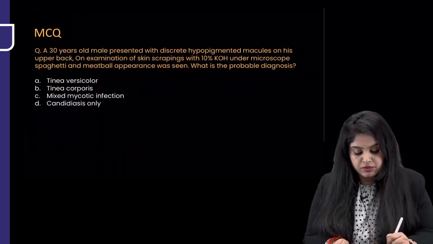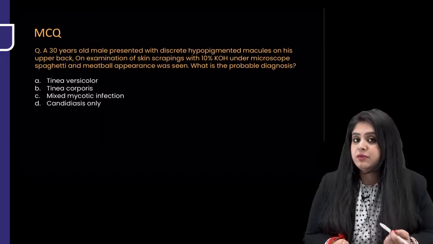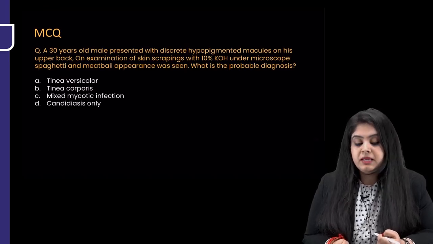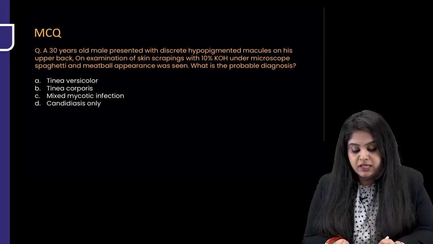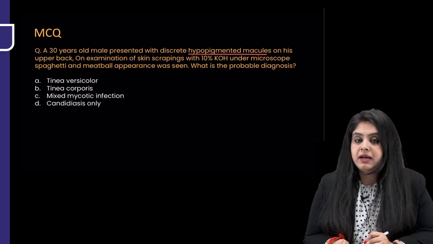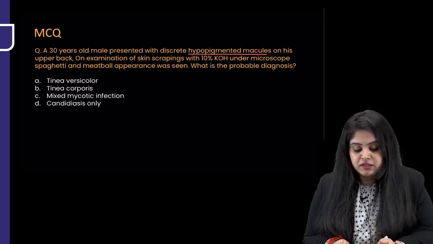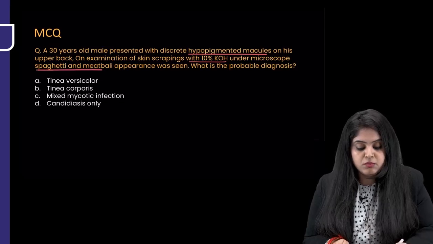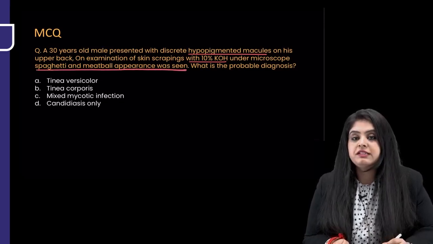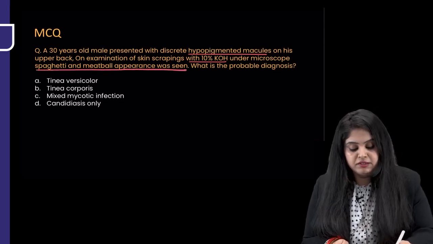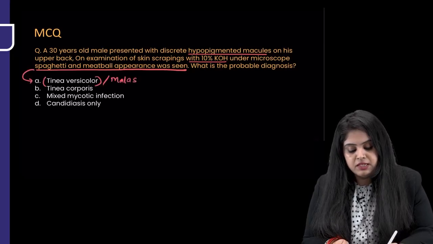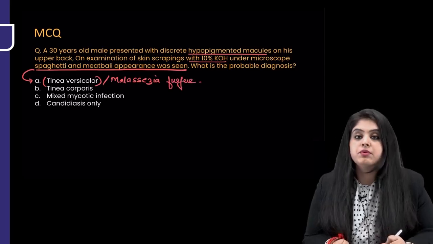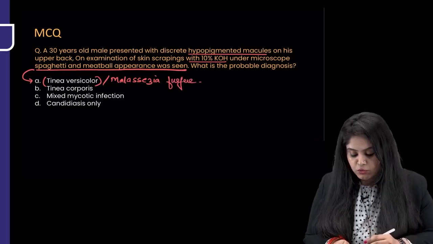Coming on to the next question. Here you have another type of the same one. Here you have a young male, a 30-year-old male who's come to you with hypopigmented macules on the upper back. On examination of the skin scrapings with 10% KOH under the microscope, spaghetti and meatball appearance was seen. Now, as soon as I see the spaghetti and meatball appearance, I know I'm dealing with tinea versicolor, or in other words, I am dealing with Malassezia furfur. That is what is very, very important that you have to know. Okay, let's move on to another question.